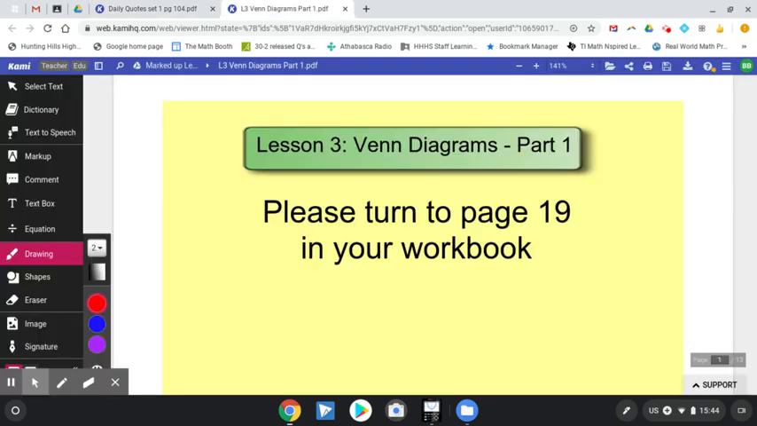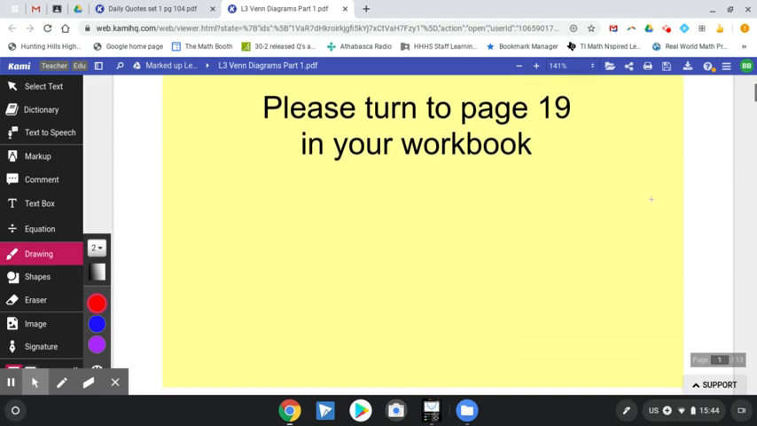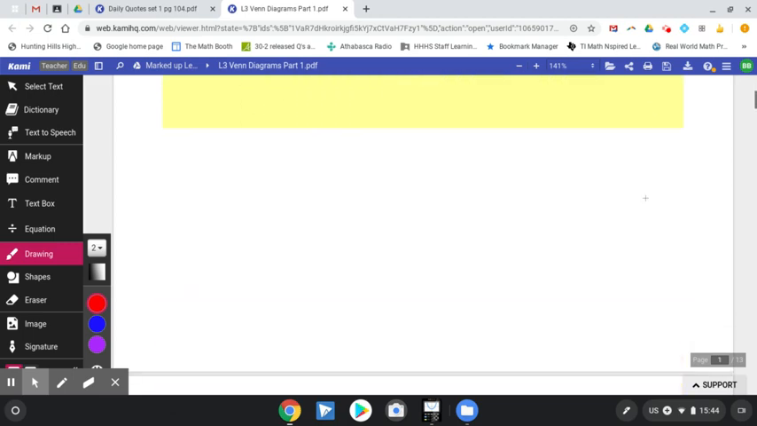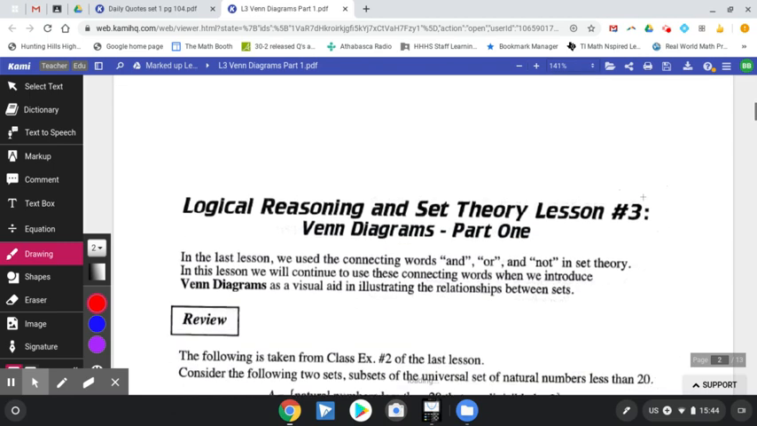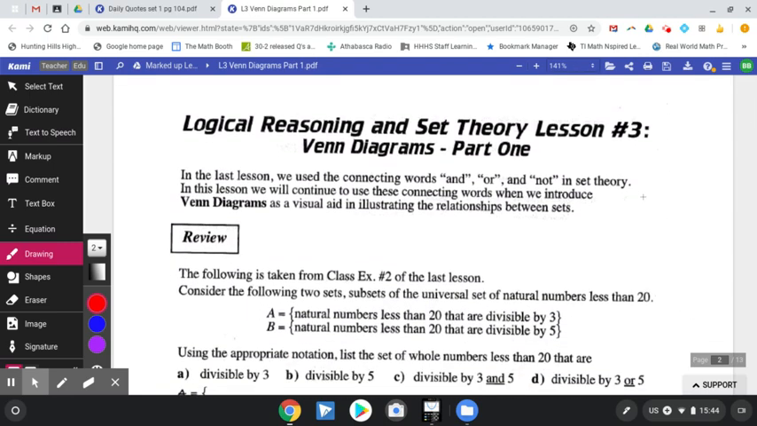All right, guys, I will need you to open up your workbook to page 19, please, and get ready to take some notes as we work our way through a few examples. At this point, you've learned a whole bunch of stuff about connector words like and, or, not. You have learned about symbols that we can use when we're describing sets or comparing sets.